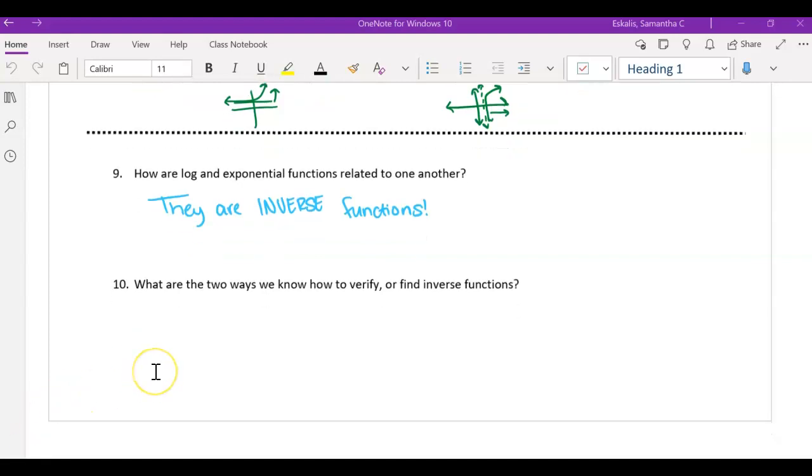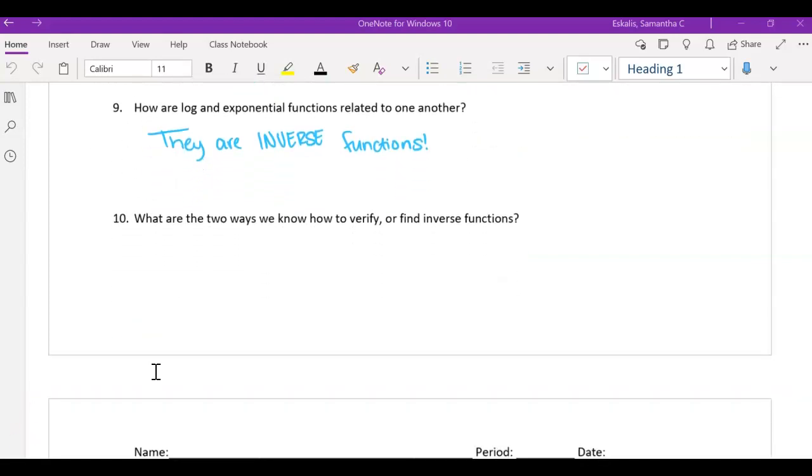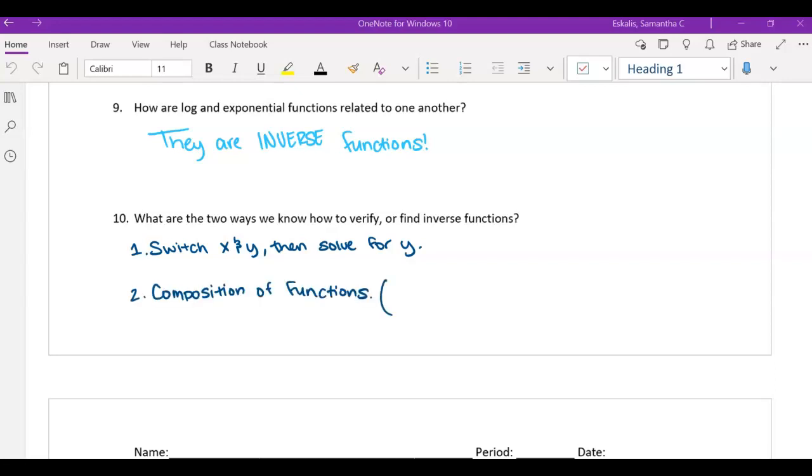So now we're going to talk about two ways that we know how to verify or to solve for inverse functions. The first way we know how to solve is to switch the x and y values that you see, and then to solve for y. The second method that we know to solve for inverse functions is by using composition of functions, which looks like this. When you have one function that you're plugging into another. So f of g of x would be this example.